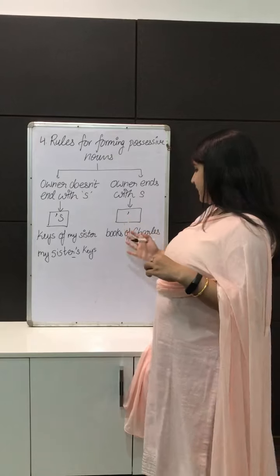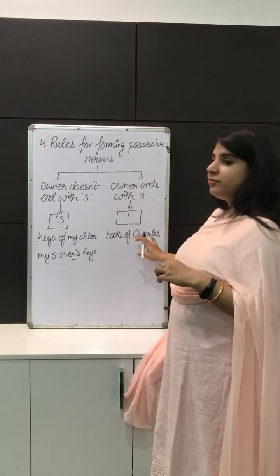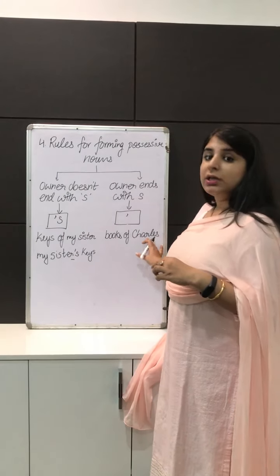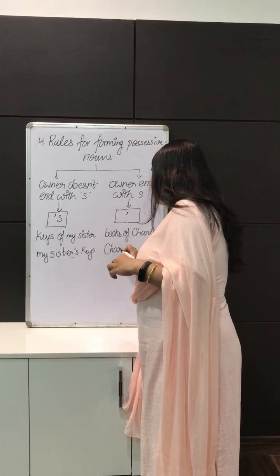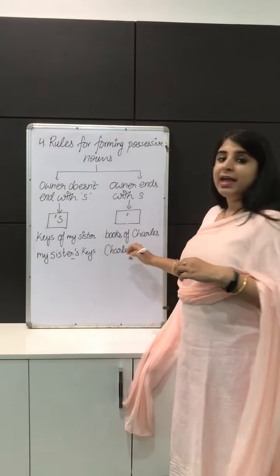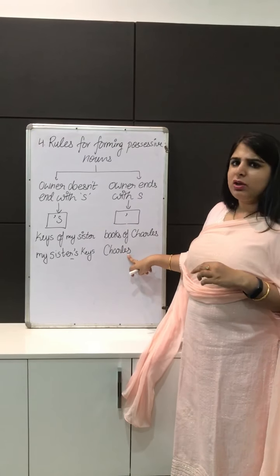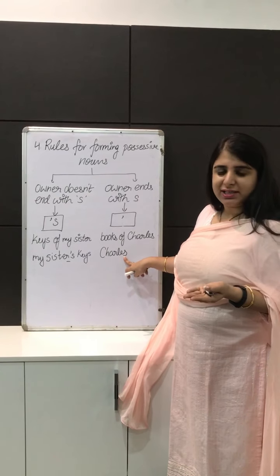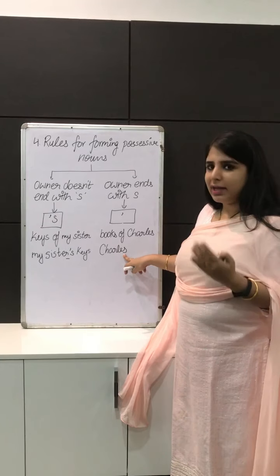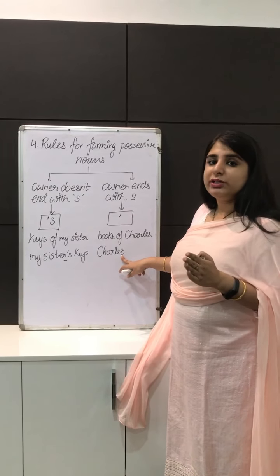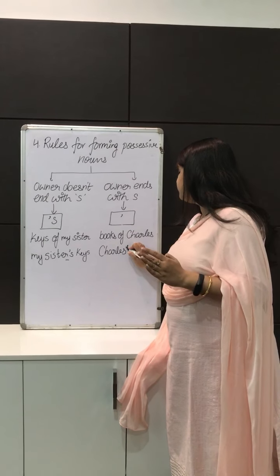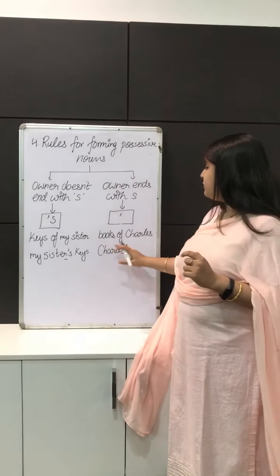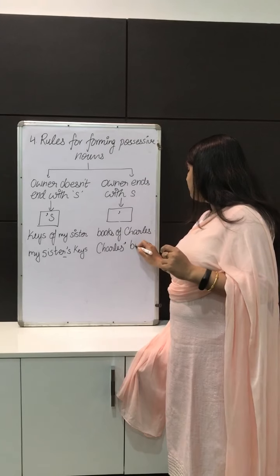Now let's see the second one. Books of Charles. Who's the owner? Charles. So let's write Charles. Now this word Charles ends with an S. Because one S is already present, there's no need to add another S. And what are we going to do? We are just going to put an apostrophe here. Right? So it becomes Charles' books.